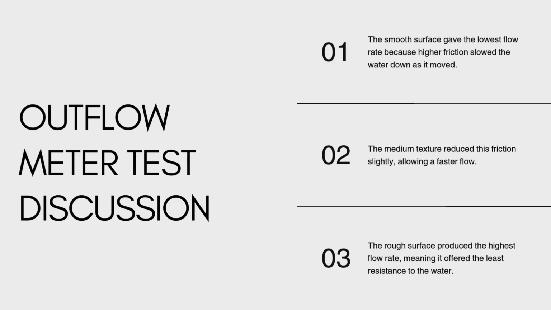Next, the medium texture surface showed a faster flow rate. This surface reduced some of that friction so that the water was able to flow more easily compared to the smooth one. And finally, the rough surface had the fastest flow rate, and this means that the rough texture offered the least resistance to the water, which allowed it to move much quicker. So overall, as the surface gets rougher, the flow rate increases and the water moves faster.